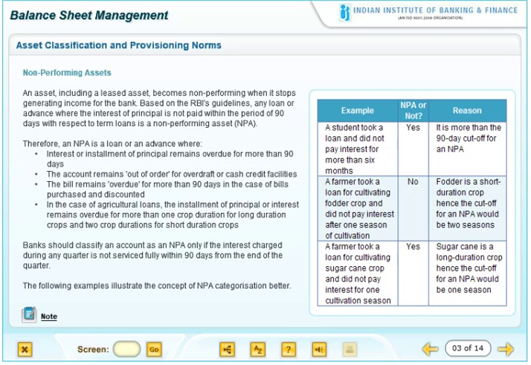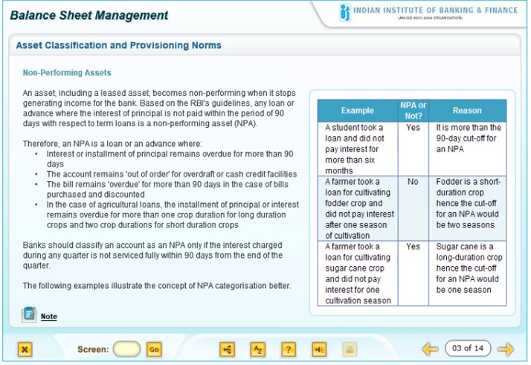Therefore, an NPA is a loan or an advance where interest or installment of principal remains overdue for more than 90 days. The account remains out of order for overdraft or cash credit facilities. The bill remains overdue for more than 90 days in the case of bills purchased and discounted. In the case of agricultural loans, the installment of principal or interest remains overdue for more than one crop duration for long duration crops and two crop durations for short duration crops.